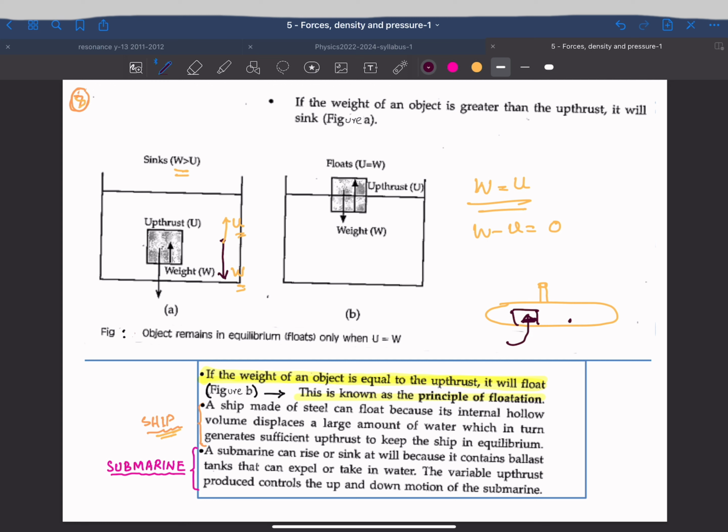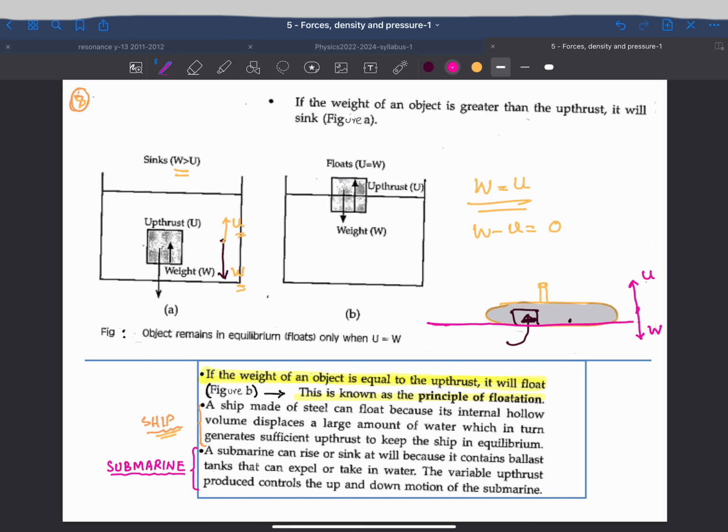Water will rush into these tanks, and because of that, the weight of the submarine will increase. And here you can control the weight. Remember one thing, that the volume of this submarine is fixed. So the submarine is displacing a particular amount of water, and that amount of water is giving you the upthrust. So in this case upthrust is fixed, but when the blast tanks are empty, the weight will be less, and the submarine will float over the surface of the liquid.